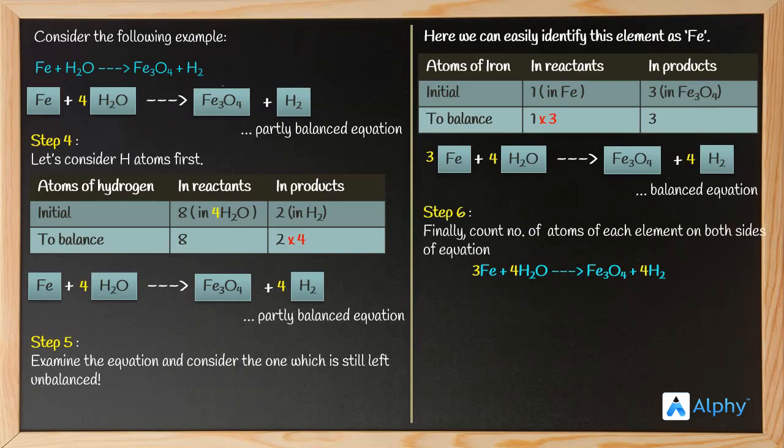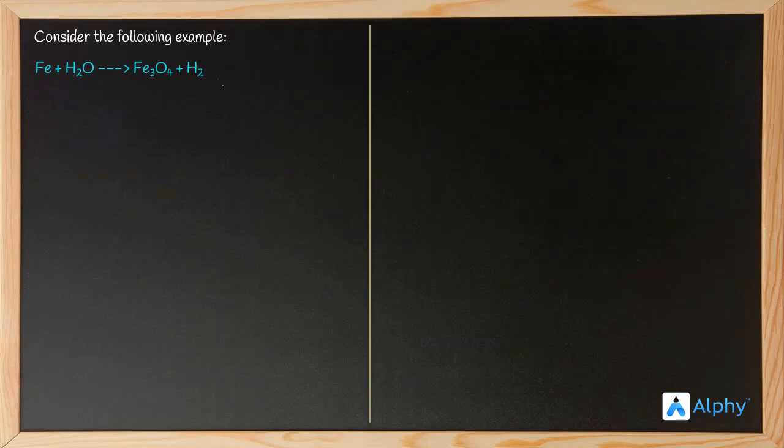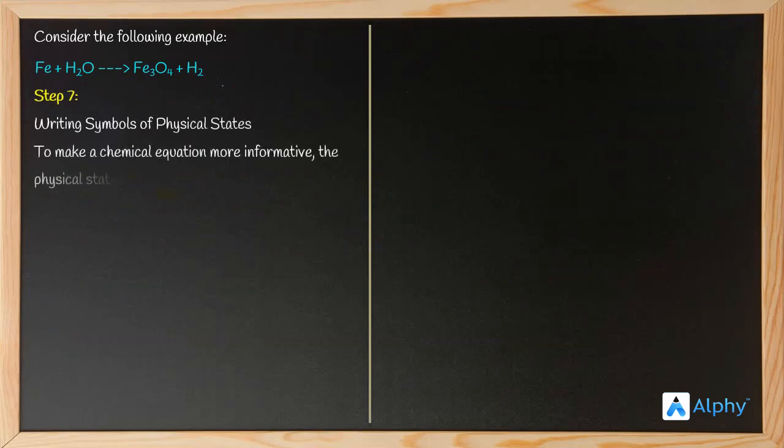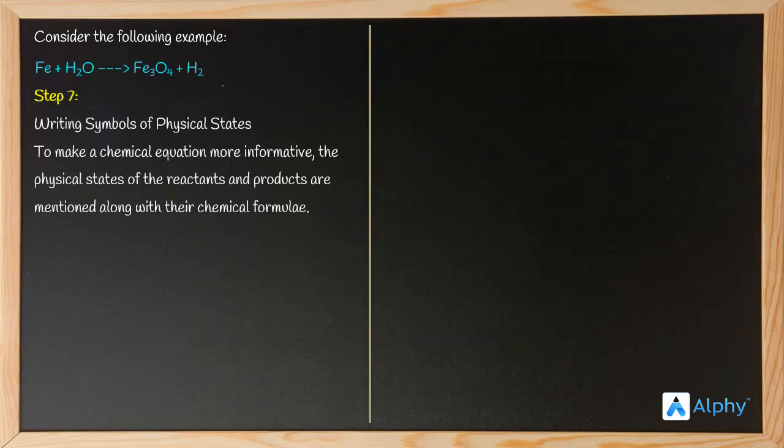So the final balanced equation is 3Fe plus 4H2O forming Fe3O4 plus 4H2. But wait, there's still something missing, right? Can you guess what it is? Yes, step 7 explains it. To write the physical states, we have to involve the physical symbols. To make a chemical equation more informative, the physical states of the reactants and products are mentioned along with the chemical formula. We have to mention these for our information and to make the equation more informative.